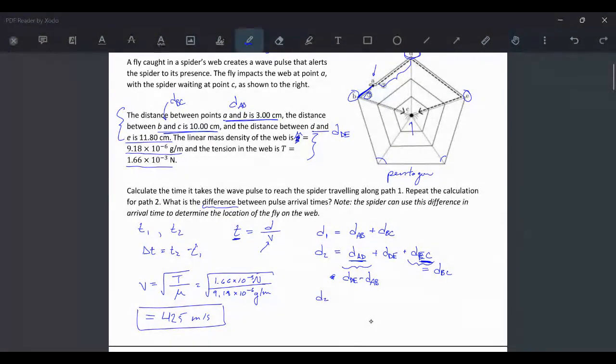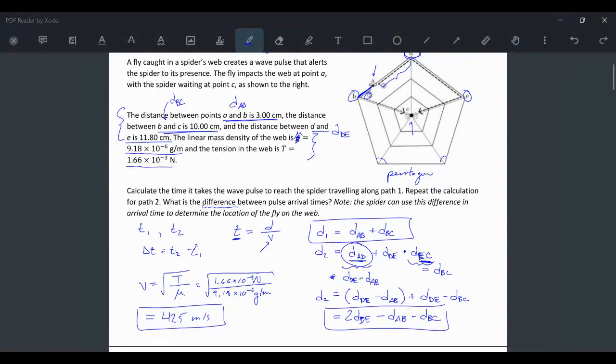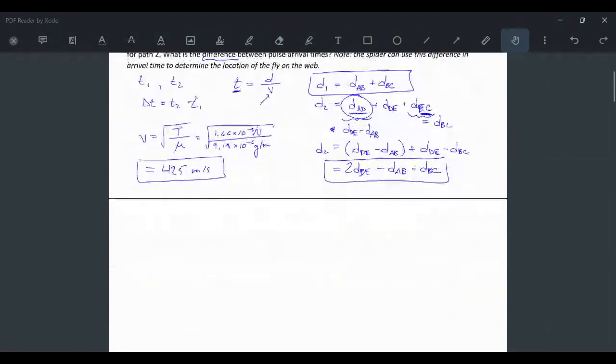So we can rewrite d2. That's equal to the distance from D to E minus the distance from A to B. That's what we replaced this with. Plus the distance from D to E minus the distance from B to C. So altogether, we have 2 times the distance D to E minus d_AB minus d_BC. Both distances, we have a velocity, we want to compute a time, we're pretty much all set.